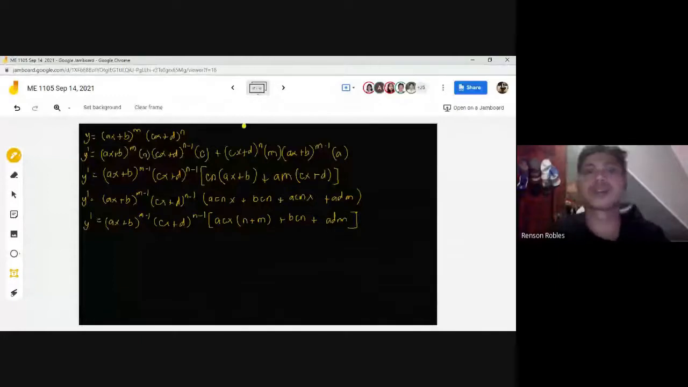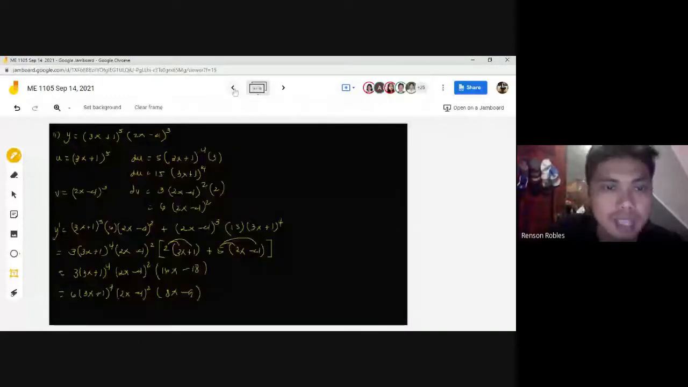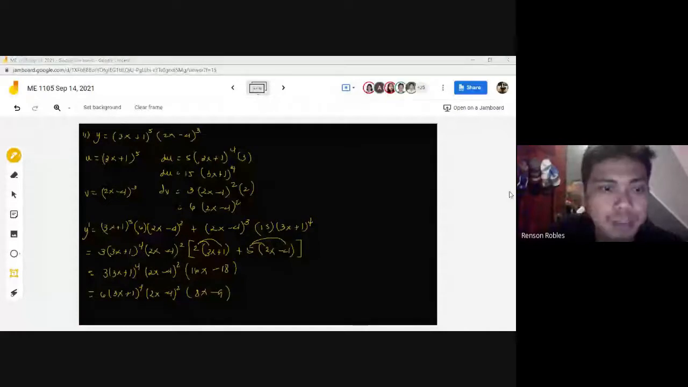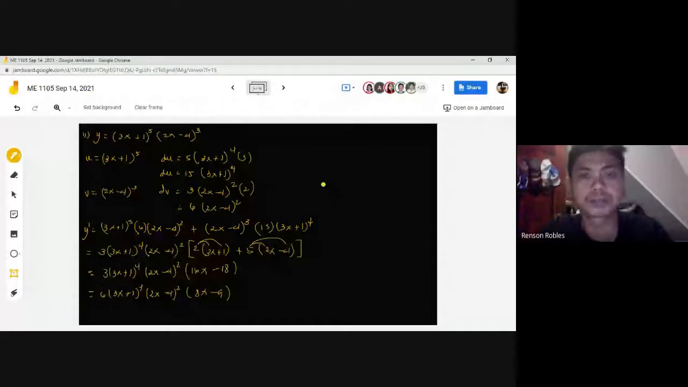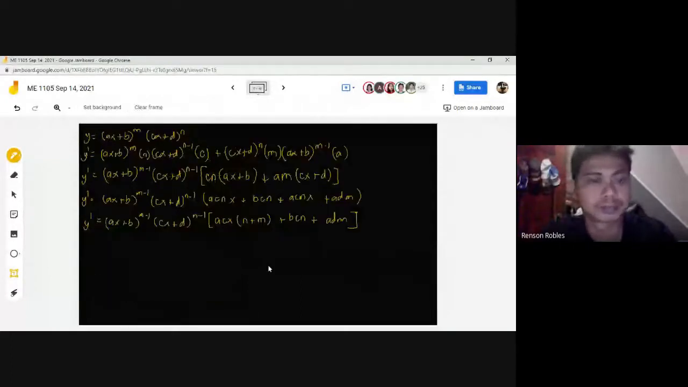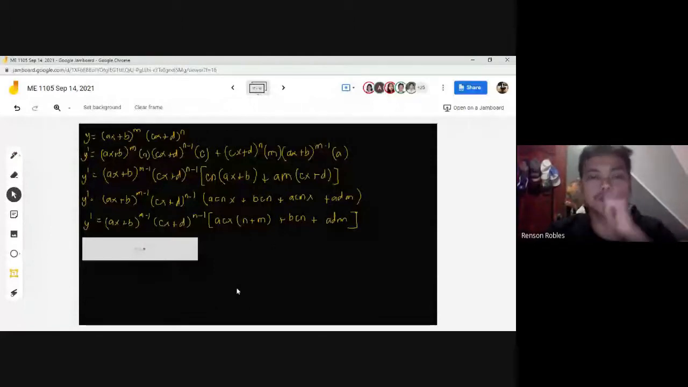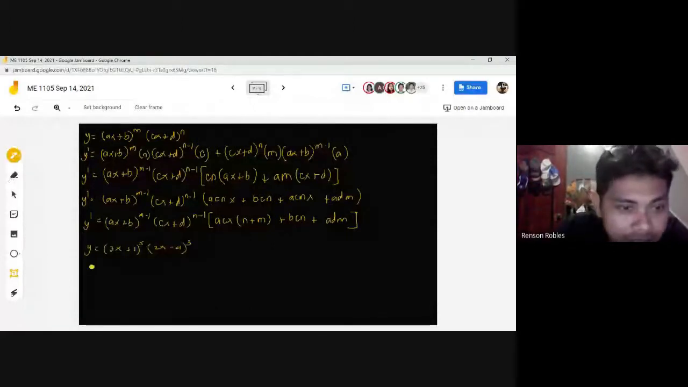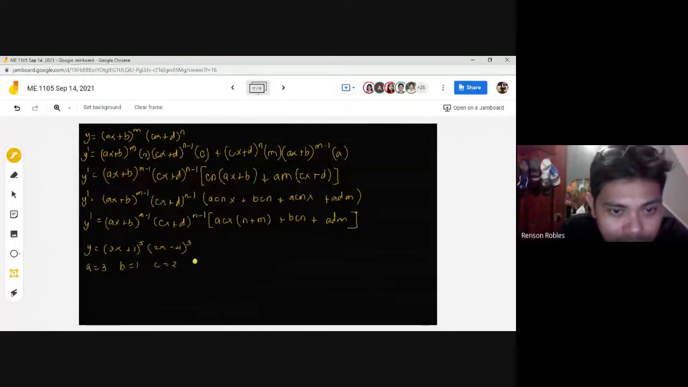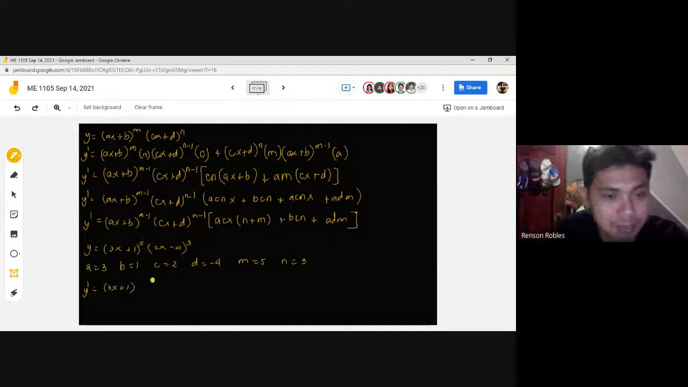Then I'll go back to number 16. Kopyahin ko yung ating problem. Then we will compare it to get the same answer by using the shortcut formula. So here, you can see that A is equal to 3, B is 1, C is 2, D is negative 4, M is equal to 5, and N is equal to 3. Then y prime, 3x plus 1, subtract 1 from 5. That will become 4. 2x minus 4, subtract 1 from 3.